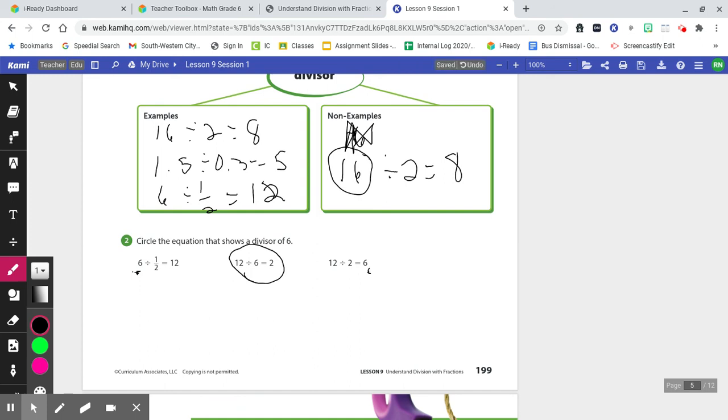Okay, we are going to stop right there. I would like you to complete page 200 on your own and check with the Google Classroom to see if there's any other assignments for today.